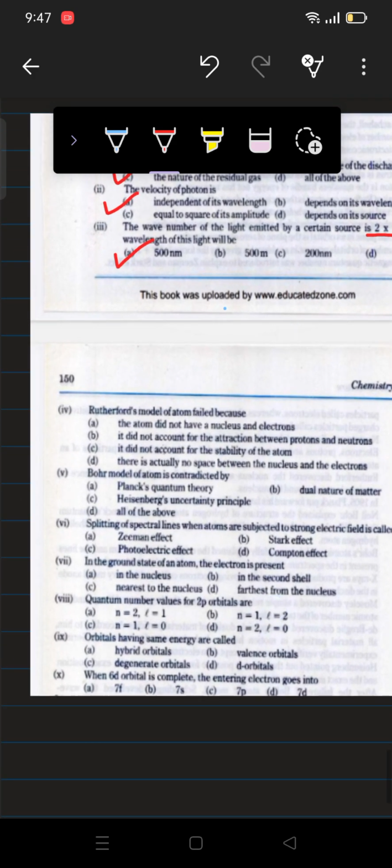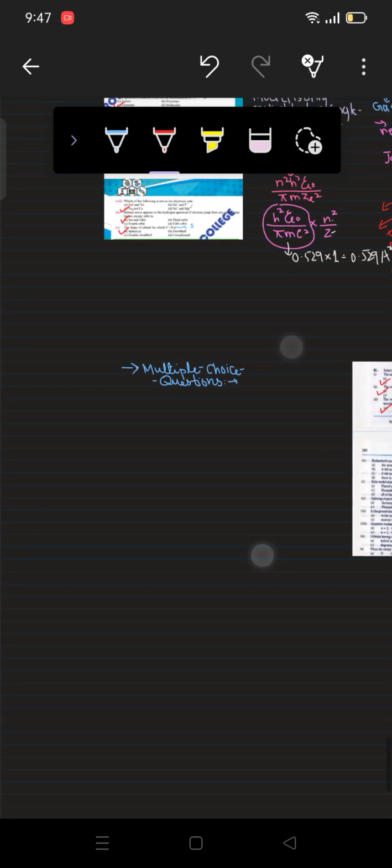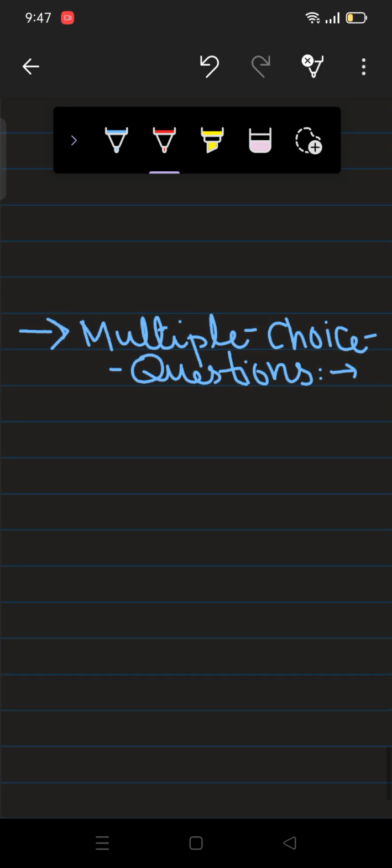Now Rutherford's model of an atom failed because, let's read the options. The atom did not have a nucleus and electron. Of course, Rutherford was also awarded the Nobel Prize because he found a nucleus, so this first statement is totally wrong. In second, it did not account for the attraction between proton and neutron. Of course, this is right as well. So it did not account for the stability of the atom, and we have already discussed why Rutherford atomic model failed.